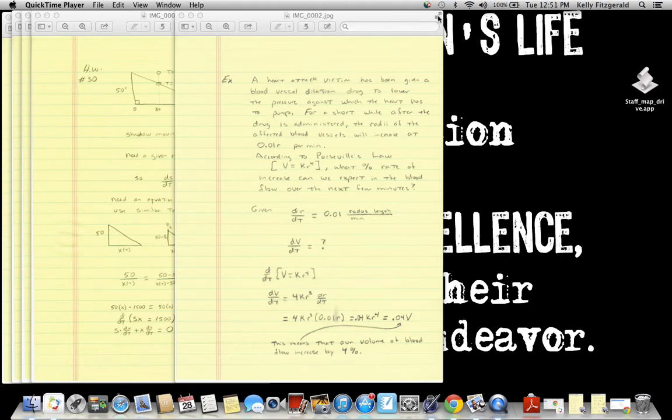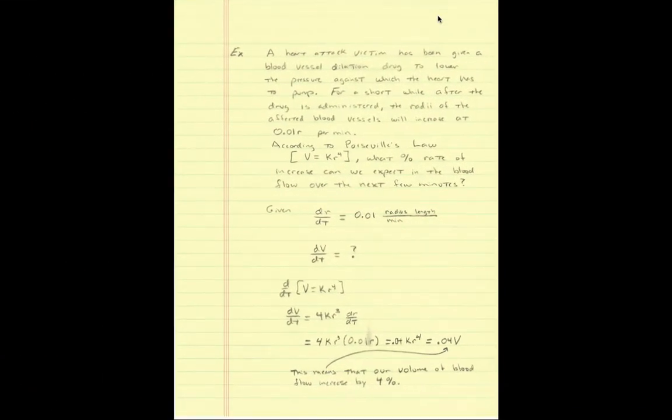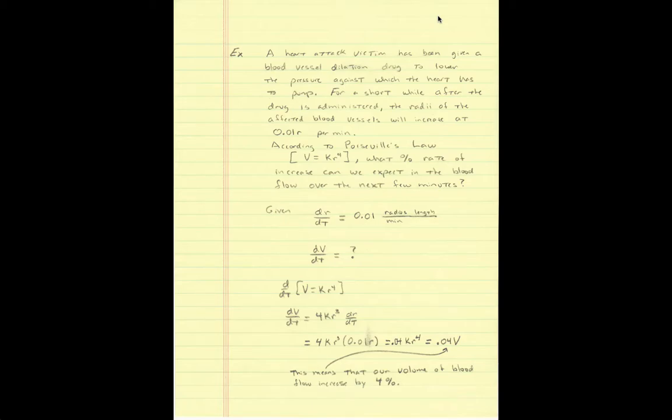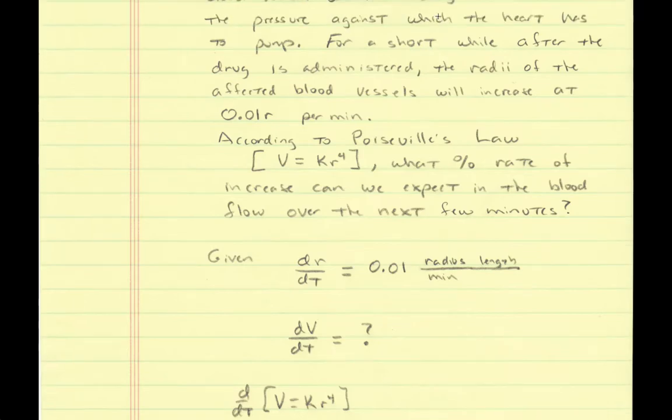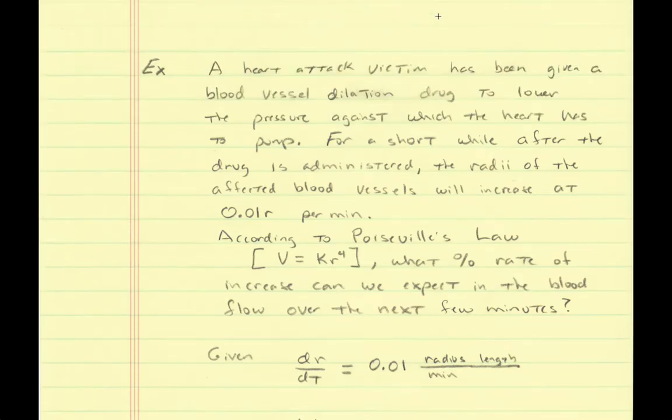This example is again an open related rate question, in the sense that we're not asking for a specific value, and it is what we call the heart attack problem. Basically, in this particular problem, a heart attack victim has been given a blood vessel dilation drug to lower the pressure against which the heart has to pump.